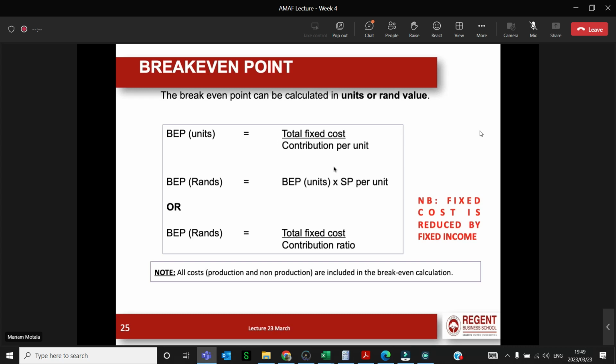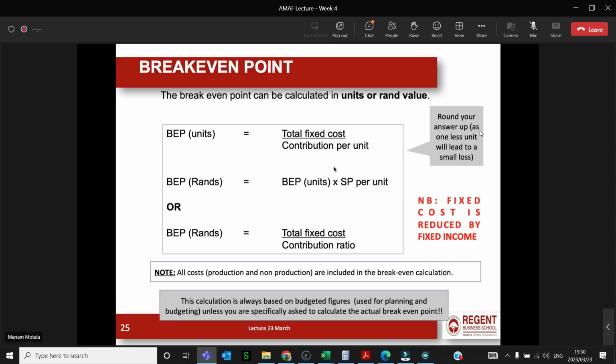Later on, when we deal with unit on standard costing, you will look at a question called Aero Africa. It's an ITC question. And you will see very often that in certain environments, there is an element of fixed income that will reduce your fixed cost before you compute your break-even point.